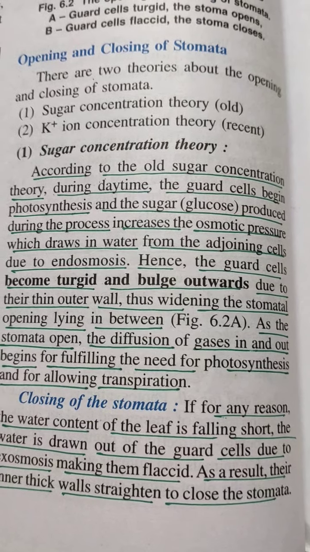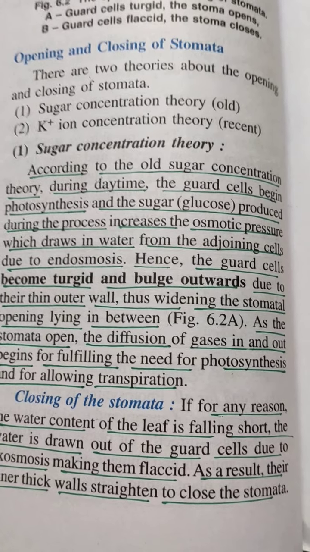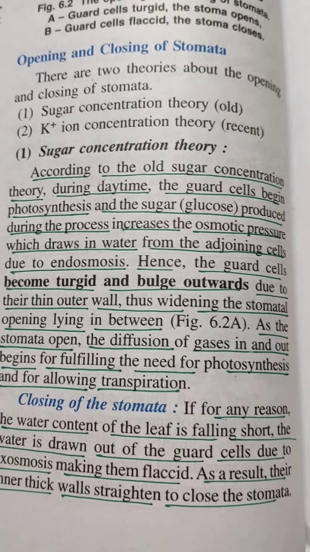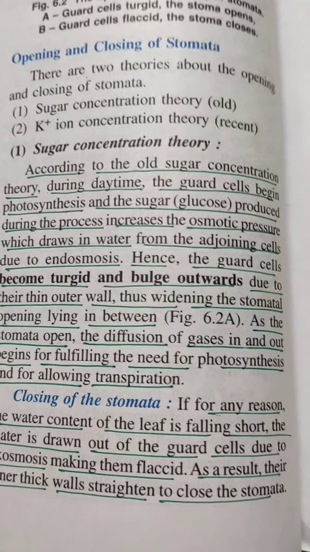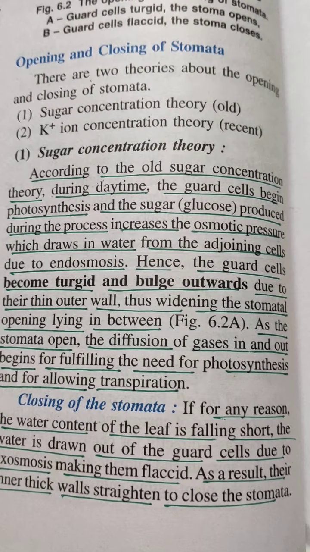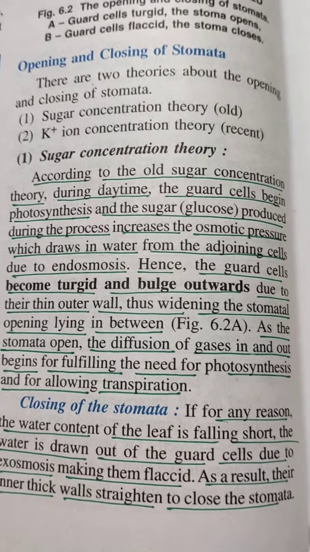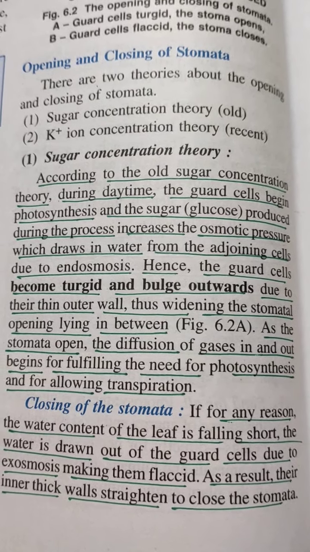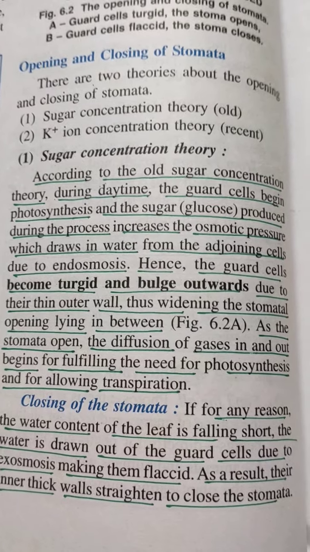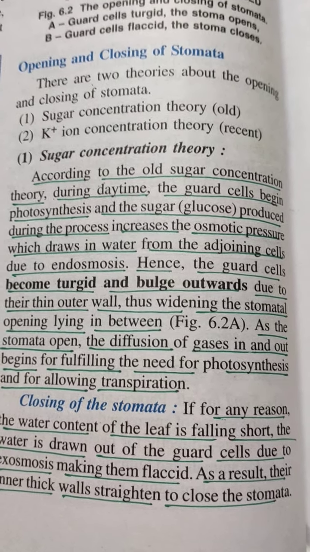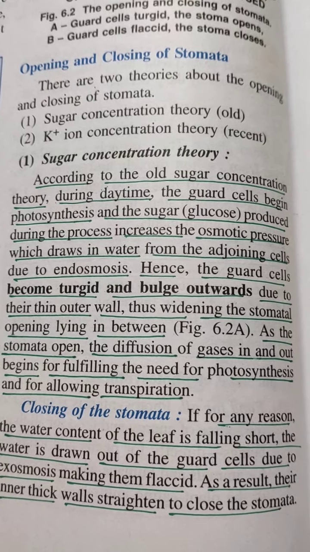That means when photosynthesis is occurring at daytime, it is manufacturing glucose, and because glucose is manufactured, the osmotic pressure is increasing, which helps to draw in water from the adjoining cells due to a process known as endosmosis. Hence, the guard cells are swelling up, they are turgid, and they are bulging outward, thus widening the stomatal opening.